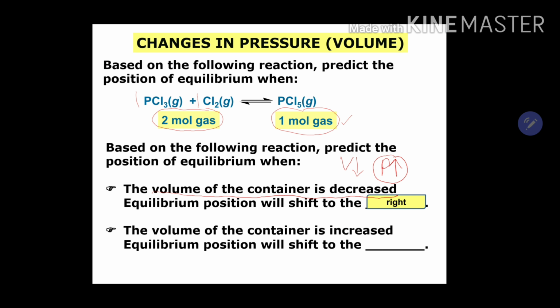Okay. Now, the second one is when the volume of the container is increased. When the volume increases, the pressure is decreased. So the decreased pressure is the disturbance, and the system will increase the pressure back. How? The system will shift to the side with more moles. So of course the system will shift to the left.